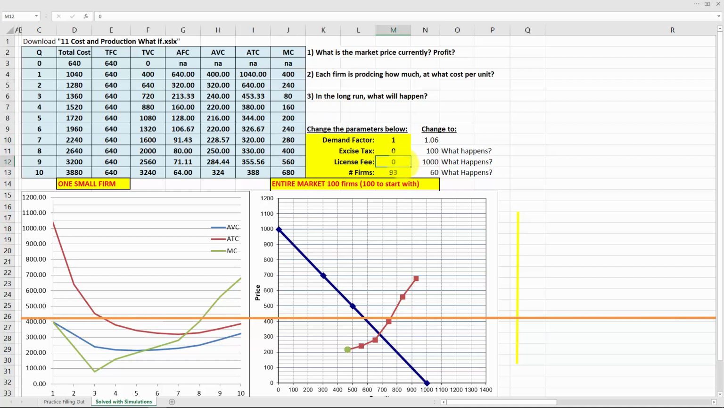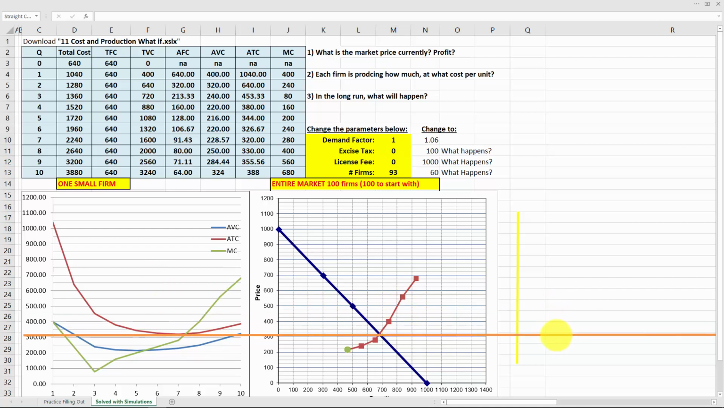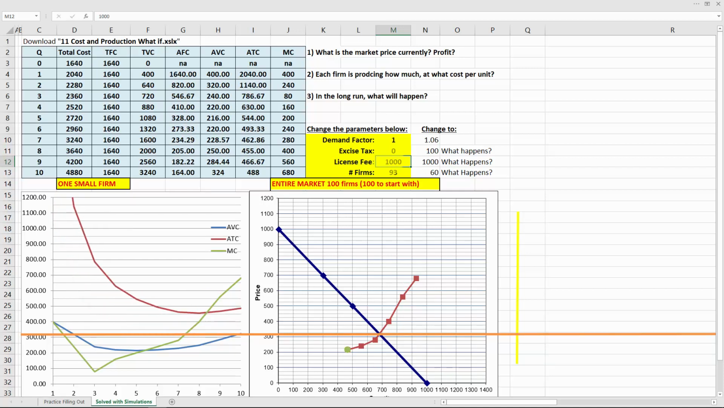All right, let's stop playing around and let's put in the license fee. And I want you to watch carefully at what happens here to the supply curve and what happens to these cost curves over here. And let's move our break-even price back down to $3.20. And let's see what happens. So license fee, $1,000. Hit enter. Undo it, redo it. Undo it, redo it. Undo it, redo it. What's the only thing that's changing? The average total cost is going up. The supply curve's not changing.